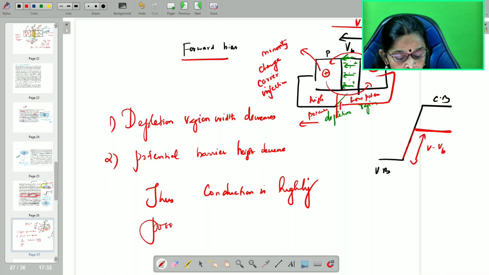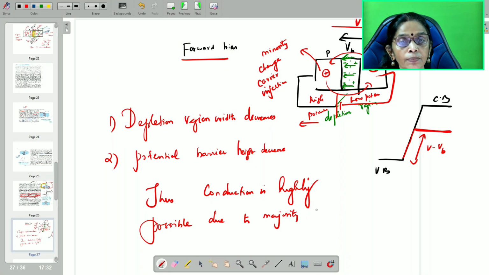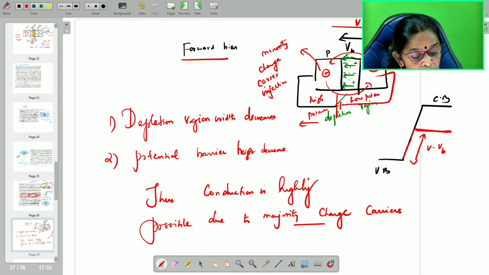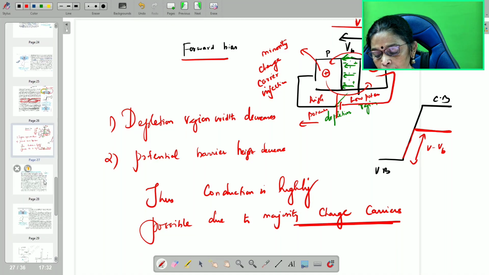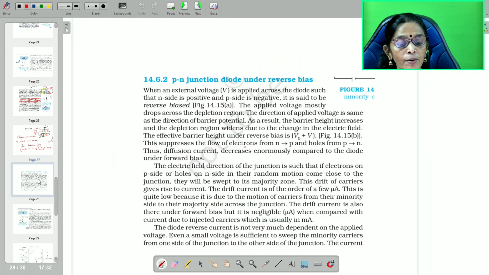Highly possible due to majority charge carriers. The majority charge carriers in the N side are electrons, in the P side holes. Majority charge carriers, that is all, children, for forward bias. Now let us go to the reverse bias. Under reverse bias, now just the opposite.